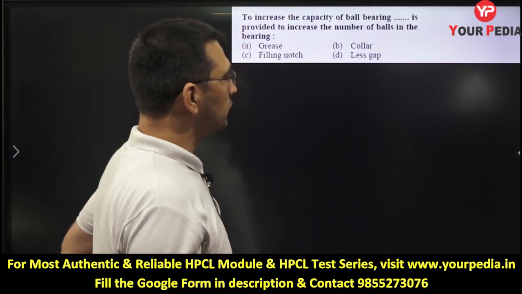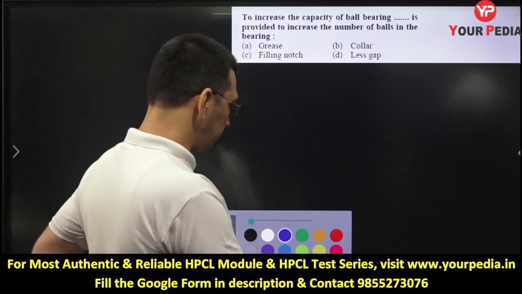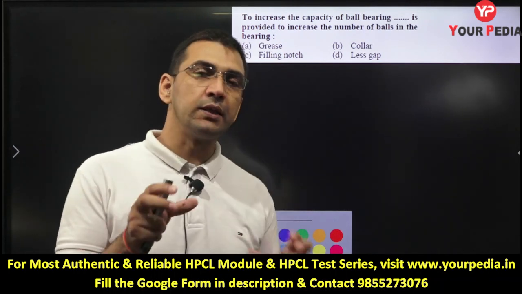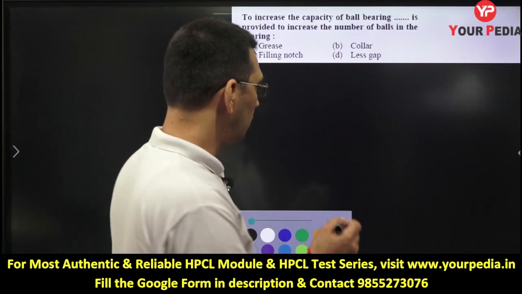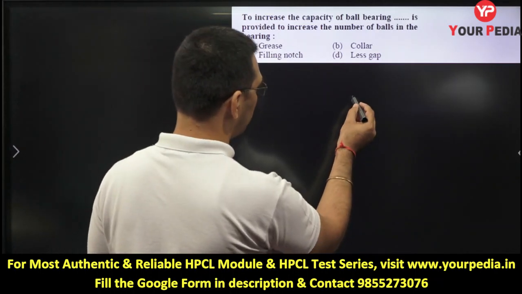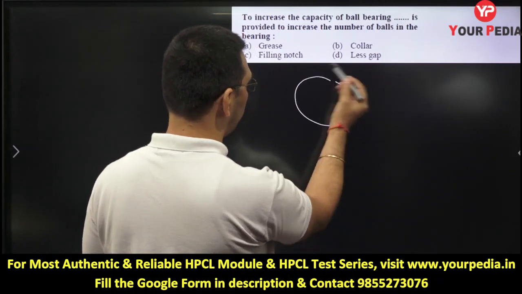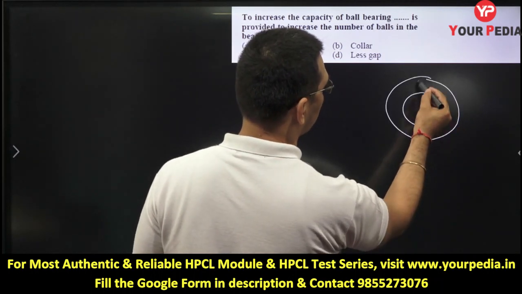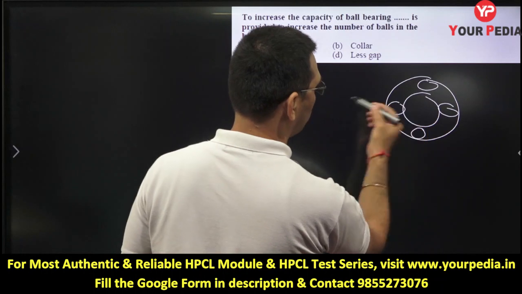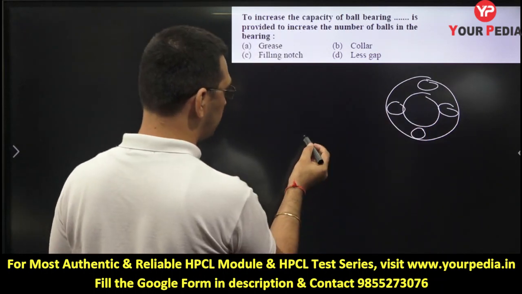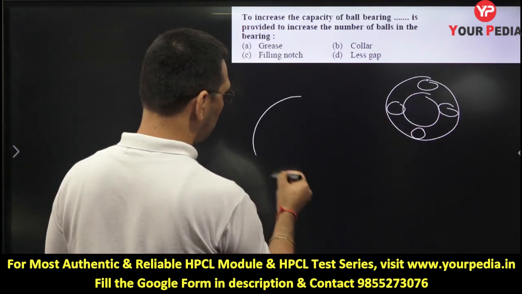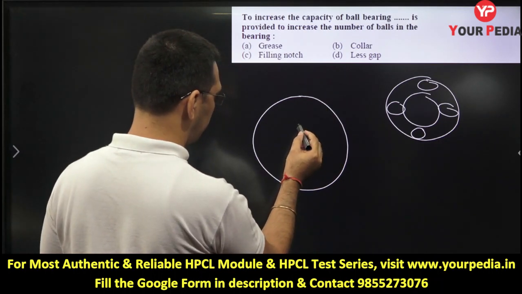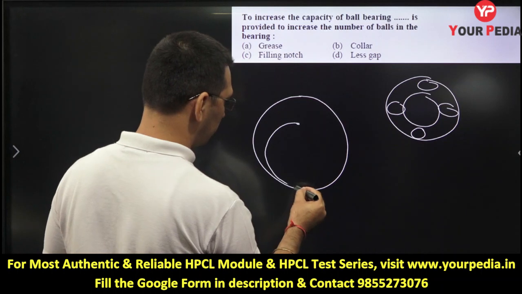Now see, first we need to see how we accommodate the balls in the ball bearing. I hope you know. For example, if I am having a bearing, this is a ball bearing, and the number of balls are, as you know, placed over here. How these balls are inserted, that is the first thing. So like we take this outer ring and then we place the inner ring this way.